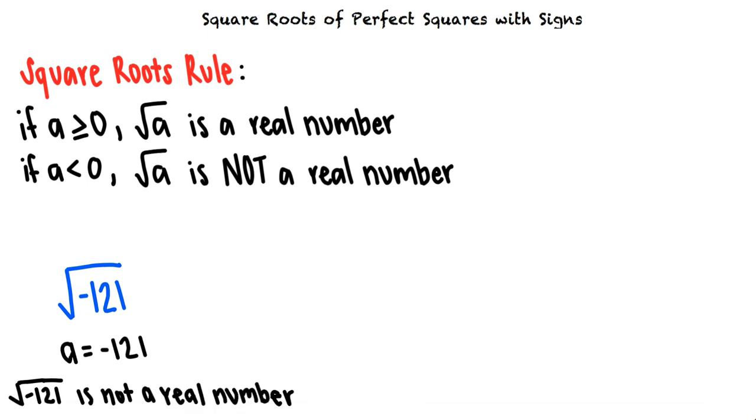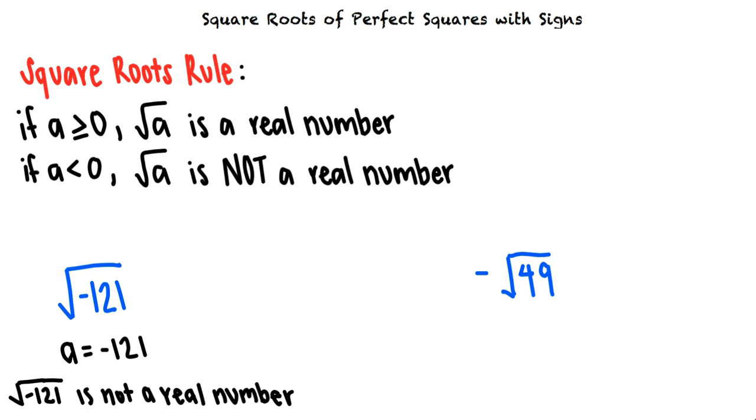What if the problem has a negative sign outside the square root and not inside? That's a great question. Consider the example, negative square root of 49. Since the negative sign is outside the square root, we first solve the square root, then include the sign in our answer. What do you think the real number solution is for this problem?